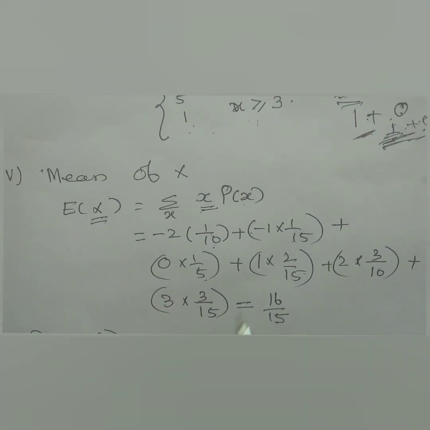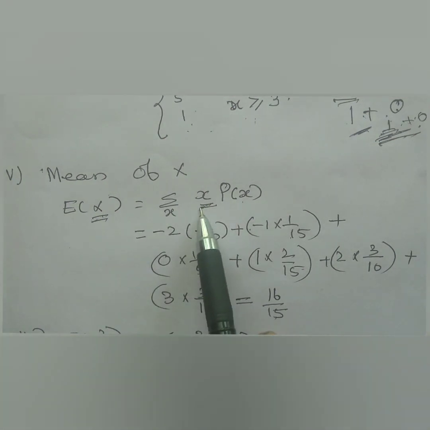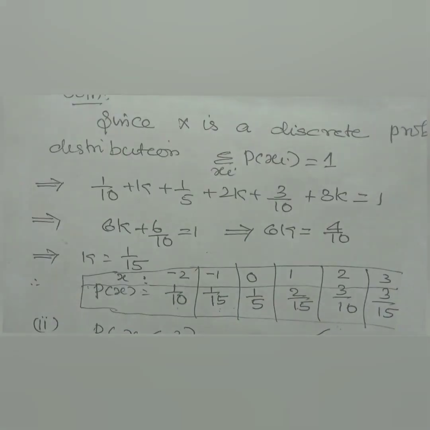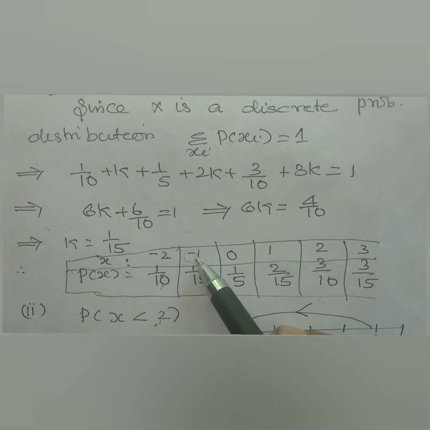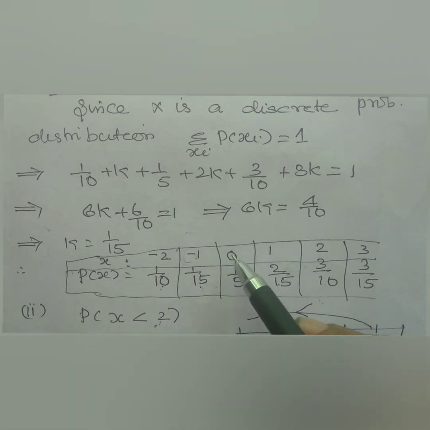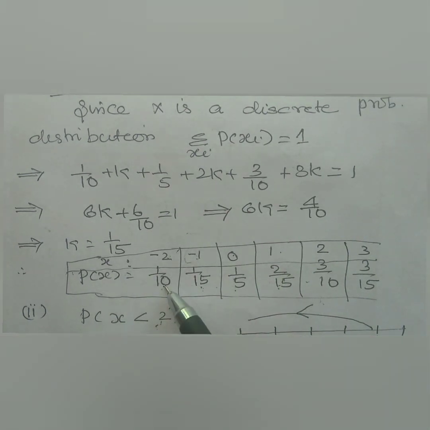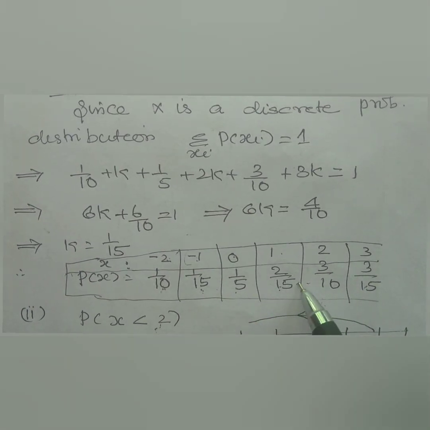Now mean. Formula expectation of x. Whatever inside the expectation, you should write inside the summation. So if here x, you write x here, then p of x. So what is its meaning? Its meaning is, you take this x and multiply this probability, plus you take this minus 1 and multiply this probability, and 0 multiply with 1 by 5. Take 1 multiply with 2 by 5, etc. So this into this plus, this into this plus, etc. So total you can get the expectation value.